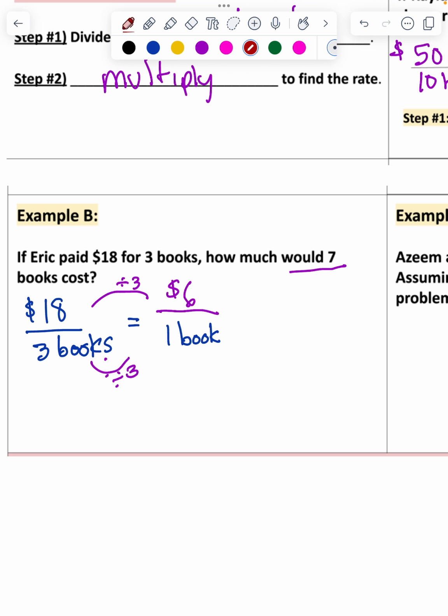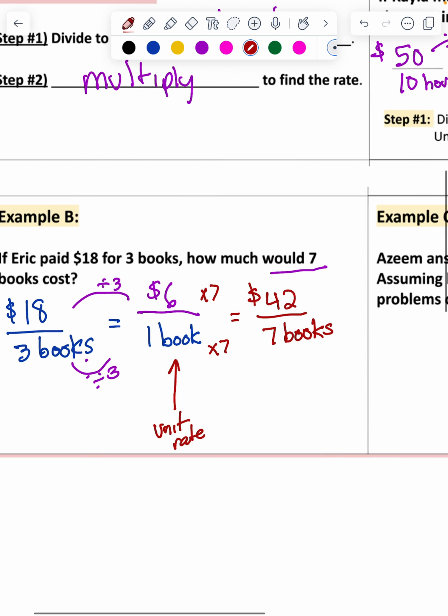So if I have 1 book at $6 and now I want 7 books, now I'm at the multiply part. So if I multiply this by 7, I can multiply this by 7, and I get $42 for 7 books. This right here is the unit rate because it is for 1 book, and unit rates always have a denominator of 1.